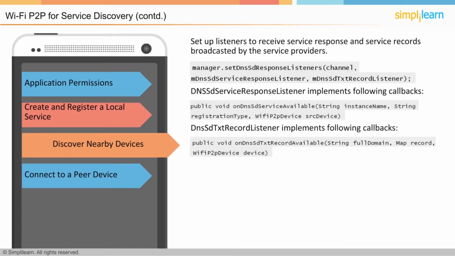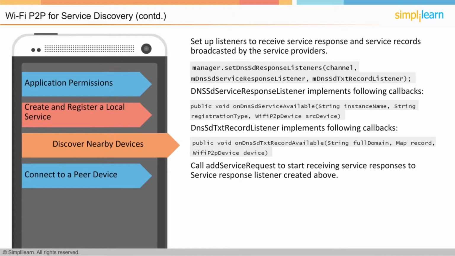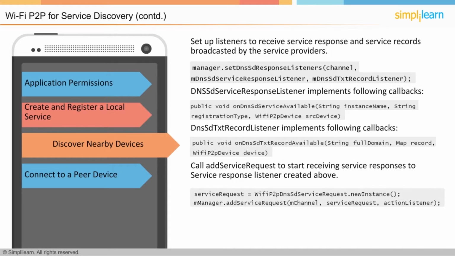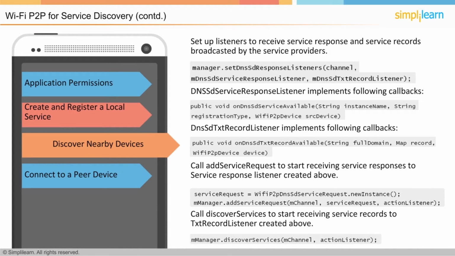The receiving application can maintain a list of available devices and services offered by them. This can be presented to the user via a user interface to select a service to establish connection. Call addServiceRequest to start receiving service responses to Service Response Listener. Call discoverServices to start receiving service records to Text Record Listener.